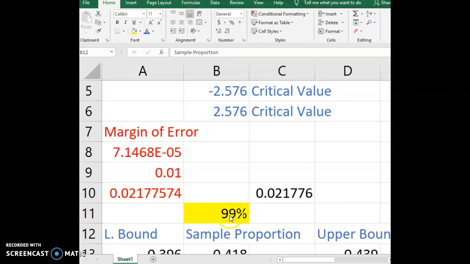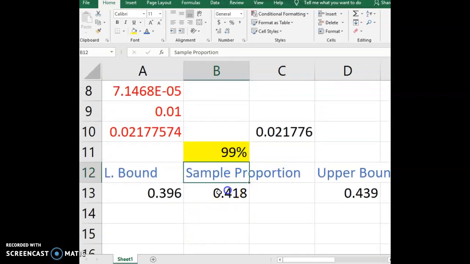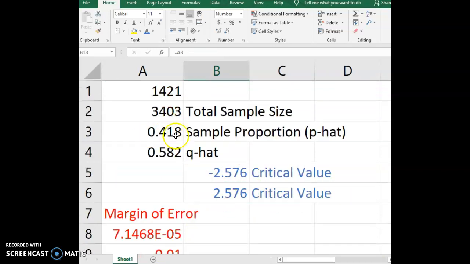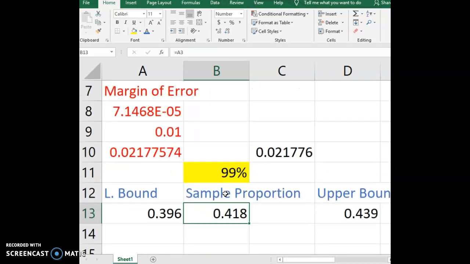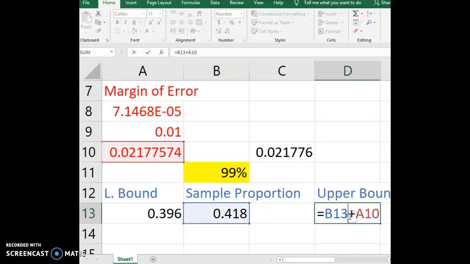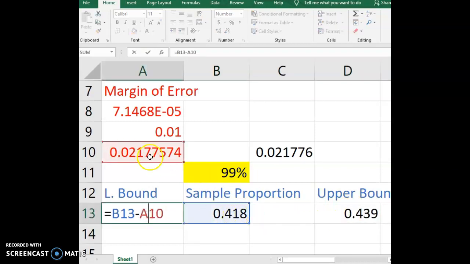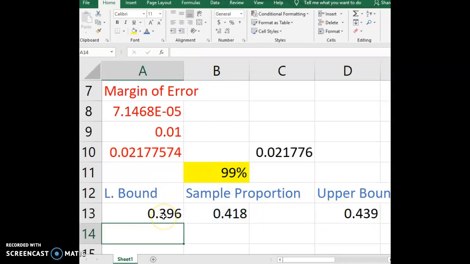So now for 99% confidence here, the sample proportion, that value we calculated earlier, is right in the very middle of our confidence interval. We take the sample proportion, add the margin of error to get the upper bound, and the sample proportion minus the margin of error to get the lower bound.